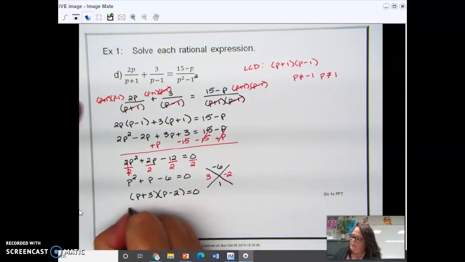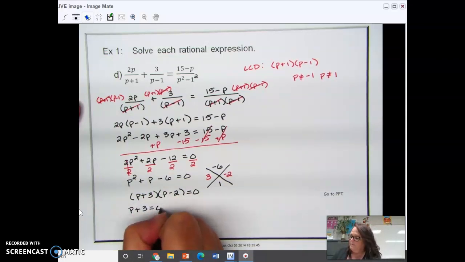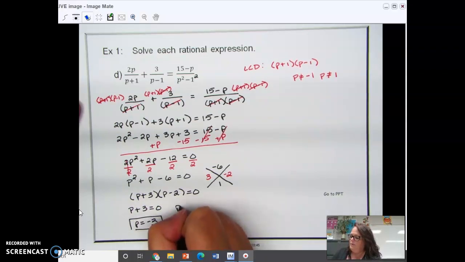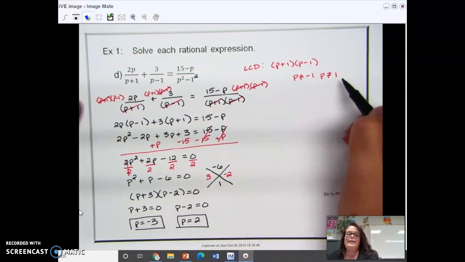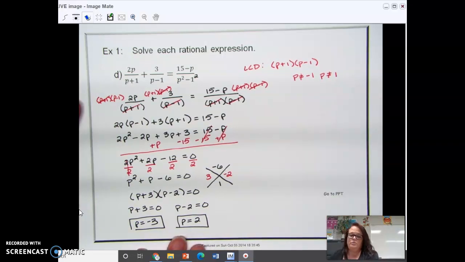And so if p plus 3 is equal to 0, that makes p equal to -3. And if p minus 2 is equal to 0, that makes p equal to +2. And then just double checking, that is not one of my excluded values. And so both of those answers are correct.